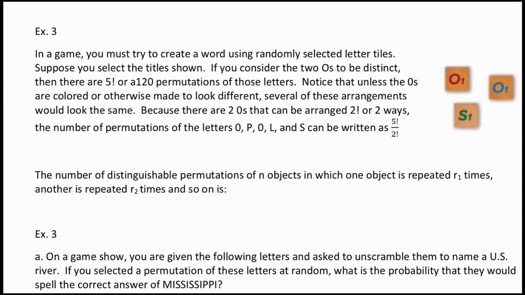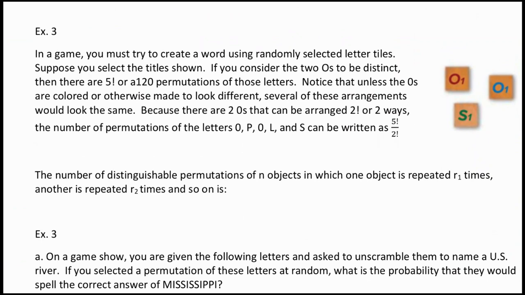Alrighty. There's a lot of words here. In a game, you must try to create a word using randomly selected letter tiles. Suppose you select the tiles shown. If you consider the two O's to be distinct, there are 5 factorial or 120 permutations of those letters. So we're talking about pretty much a game of Scrabble. Do we understand that?